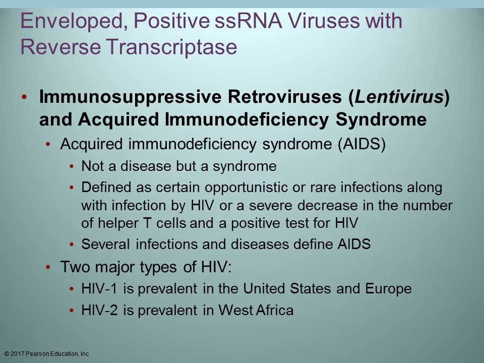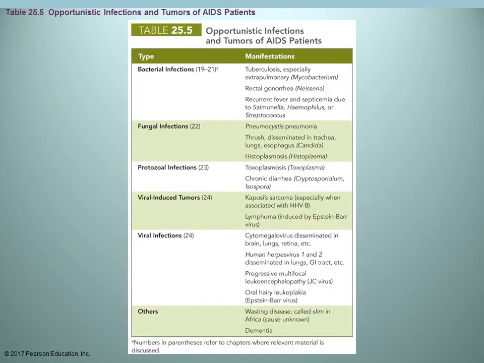Now there's two major types of HIV, and it's kind of interesting. HIV-1 is most prevalent in the United States and Europe, and HIV-2 is most prevalent in West Africa. Infection with either strain ultimately results in AIDS. With AIDS patients, we do tend to see a lot of opportunistic infections, as I said, because it's affecting the immune system, so it makes you more susceptible.